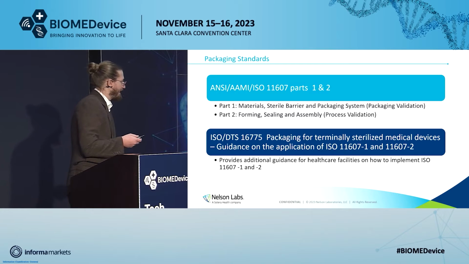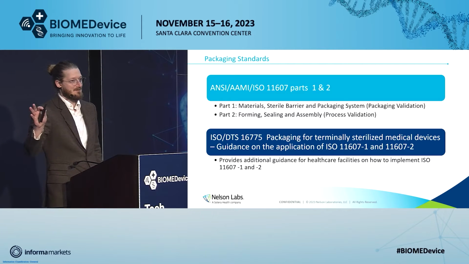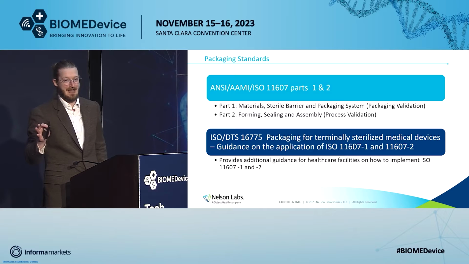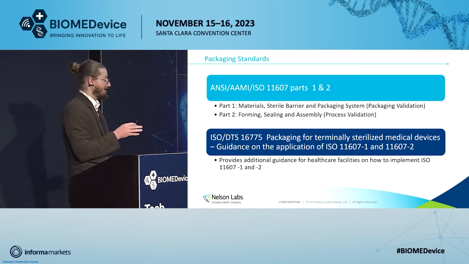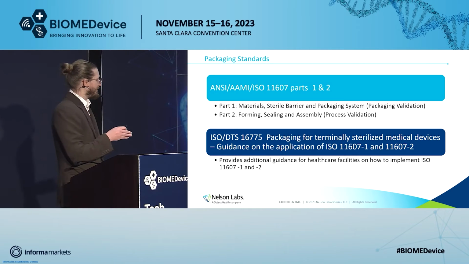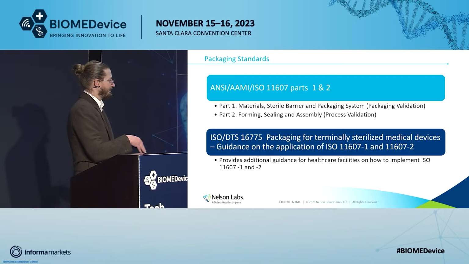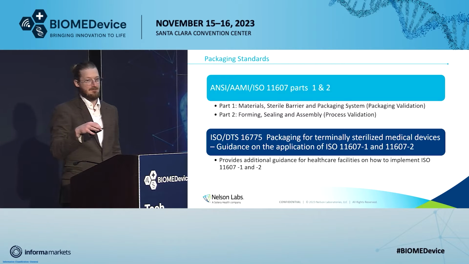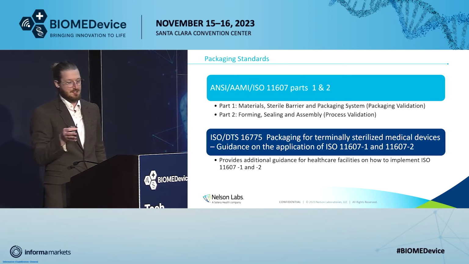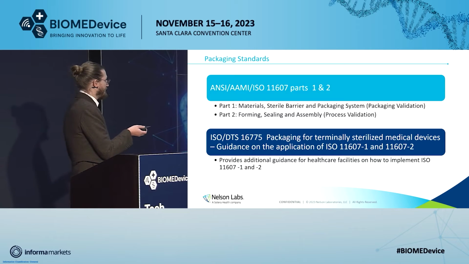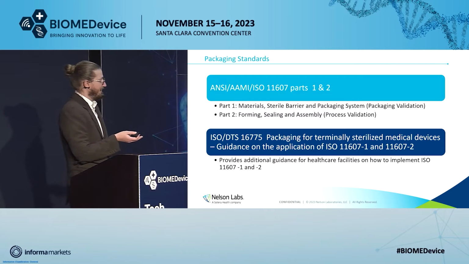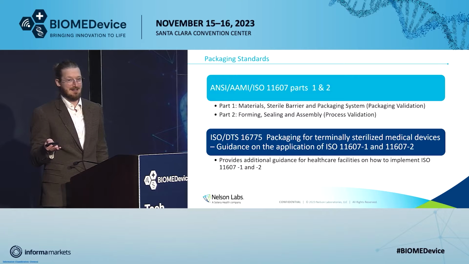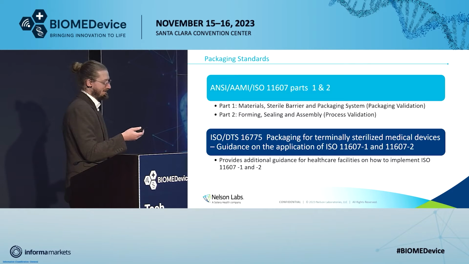So like I mentioned, ISO 11607 is this big guidance document that talks about all of these package validation requirements. It's split up into -1 and -2. -1 is going to be talking about the material, sterile barrier, and package system. And your -2 is your forming, sealing, and assembly, more validating your process. So depending on what you're trying to meet, you might have to reference -1 or -2. ISO 16775 is another ISO document that you can reference that kind of helps you navigate 11607.